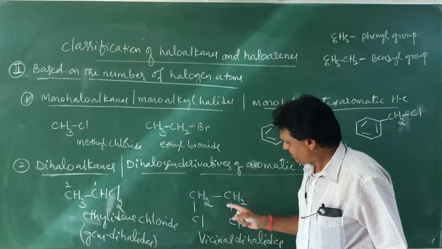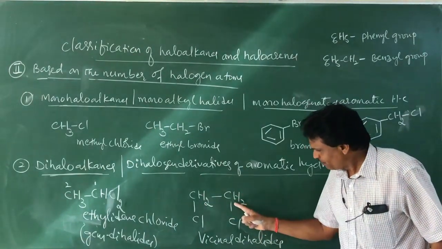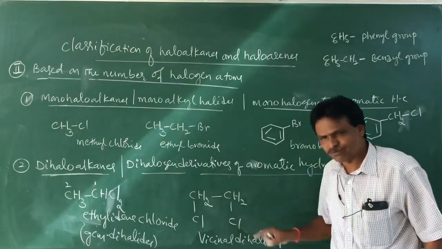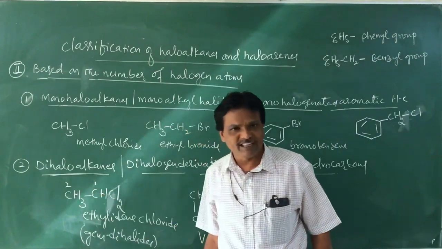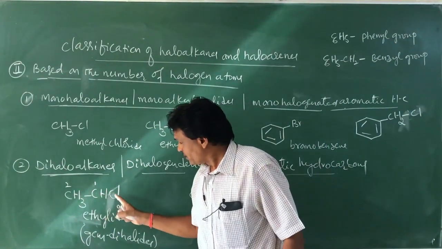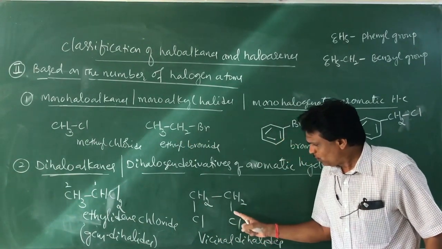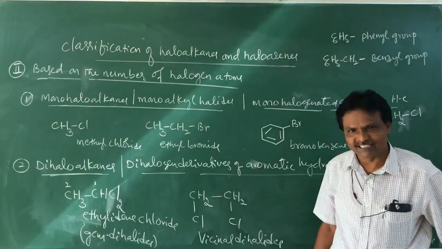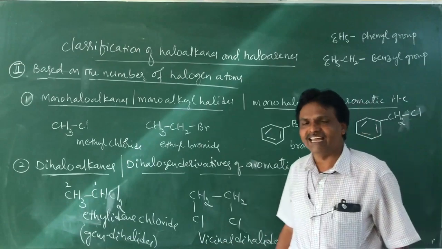In this case, this compound is also formed by the replacement of two hydrogen atoms of ethane by two chlorine atoms. This is also dichloroethane, this is also dichloroethane. But in this compound, two chlorine atoms are attached to the same carbon. But in this compound, two chlorine atoms are attached to adjacent carbon atoms. Such dihaloalkanes are called vicinal dihalides.